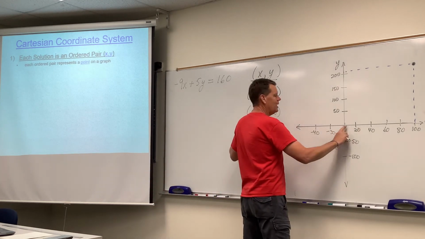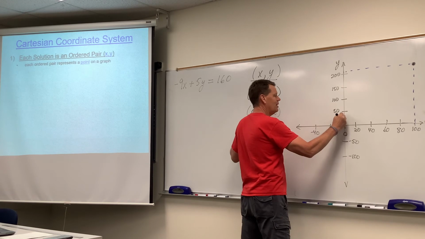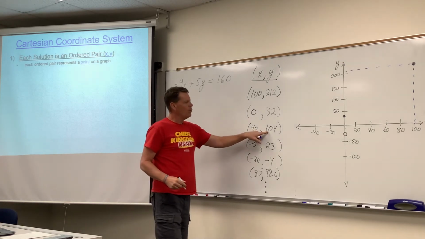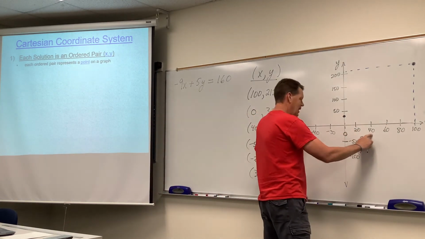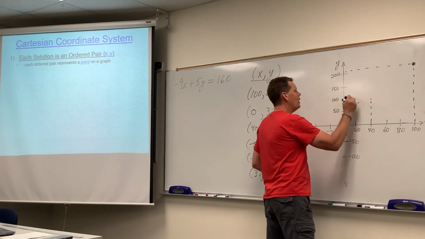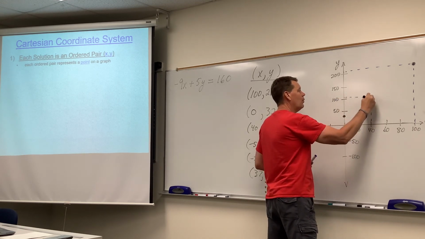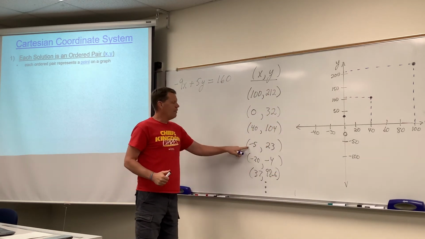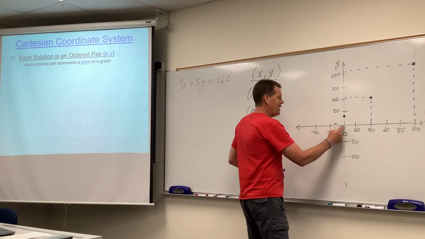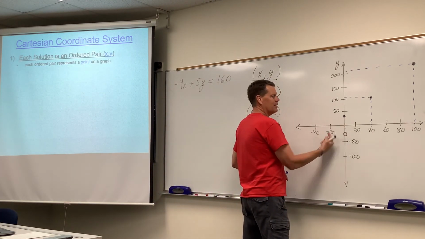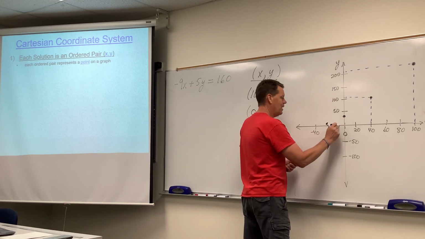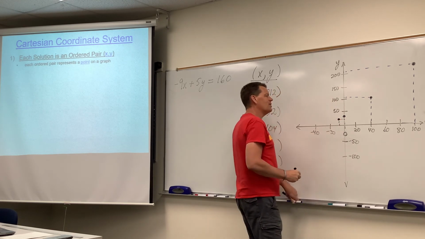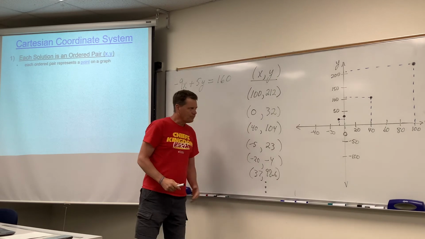0, 32. 0 on the x, 32 on the y, that would be approximately there. Okay. Let's see, 40 paired with 104, 40 on the x, 104 on the y, roughly there. Yeah, we're in the graphing chapter. Yay. All right. -5 on the x, 23 on the y. I'm eyeballing a little bit. That'd be about -5 on the x, 23 on the y. Maybe right about there.